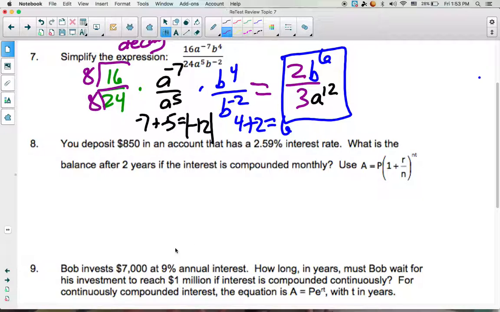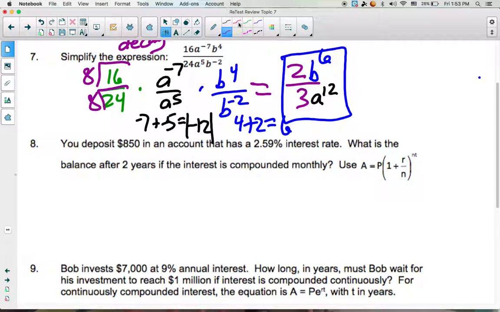And our last problem, number 8, you deposit $850 in an account that has 2.59% interest rate. What is the balance after 2 years if the interest is compounded monthly? Use A equals P times 1 plus r divided by n to the nt. That's your compound interest formula.